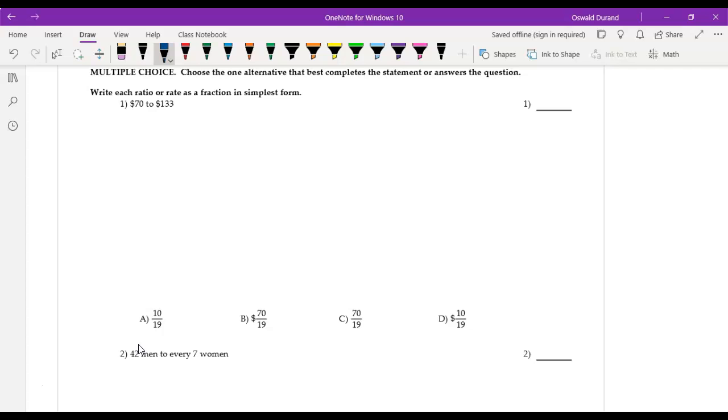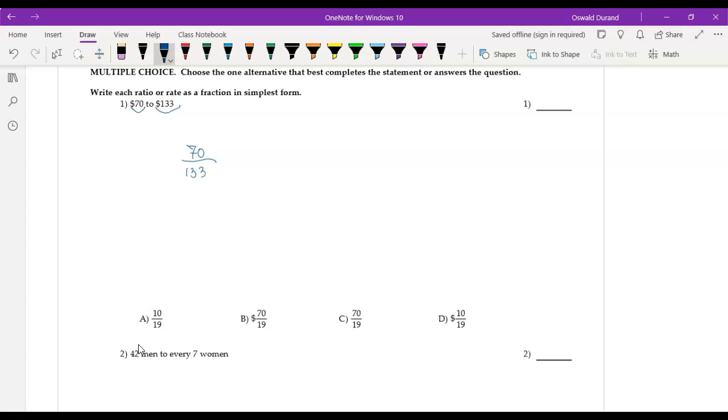All right. So here we have a ratio of 70 to 133. Okay. And to put it in the simplest form, as a fraction, all we have to do is put it as 70 over 133. Okay. And at that point, we need to simplify. All right, so we did that in week 2, right? So we need to be able to simplify this. And hopefully there's a common factor between 70 and 133, right?